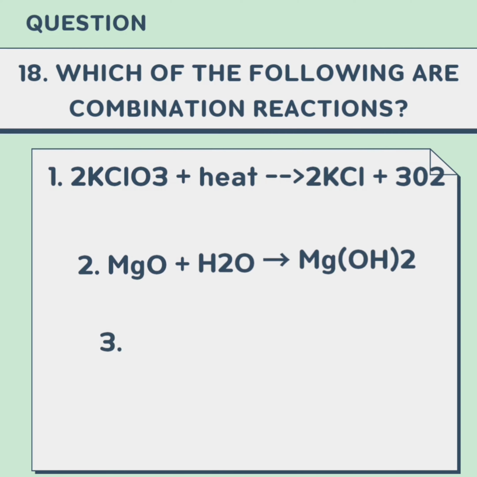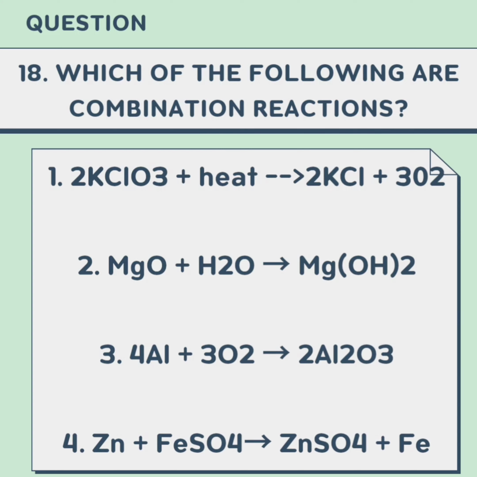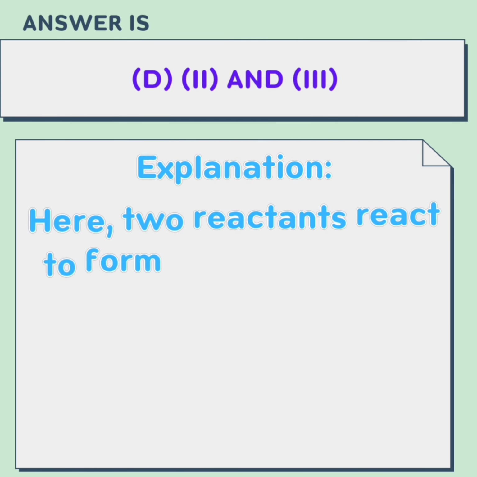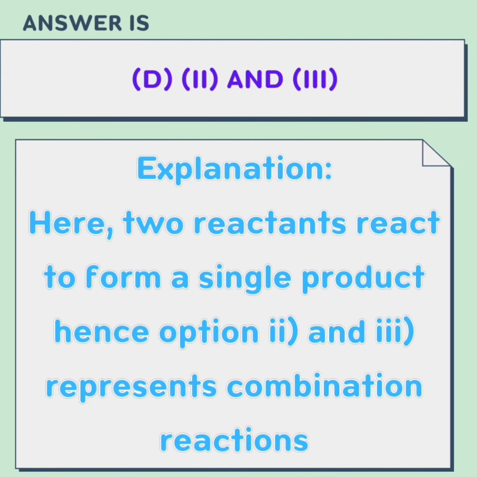18. Which of the following are combination reactions? A. 1 and 3. B. 3 and 4. C. 2 and 4. D. 2 and 3. Answer is D, 2 and 3. Explanation: here, two reactants react to form a single product, hence options 2 and 3 represent combination reactions.